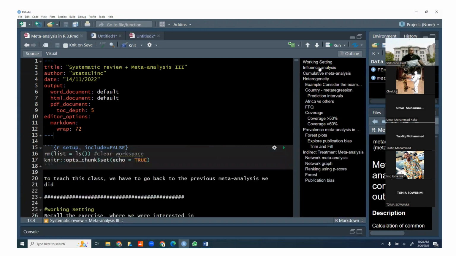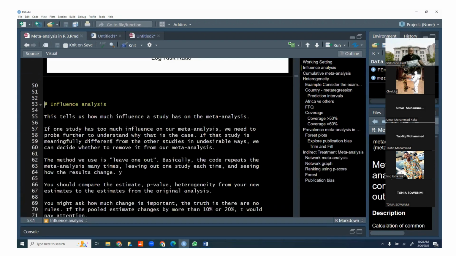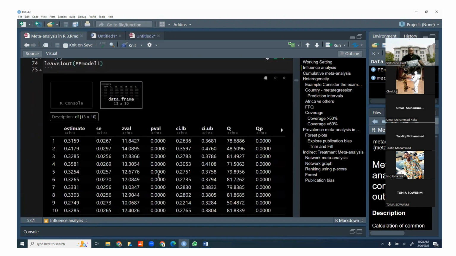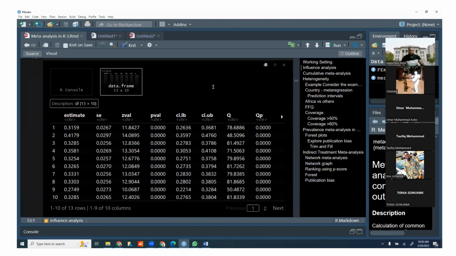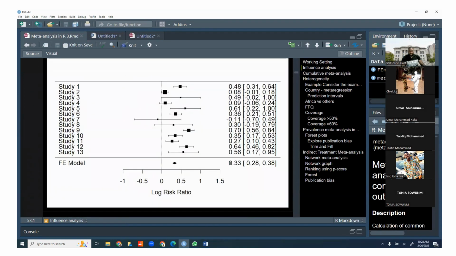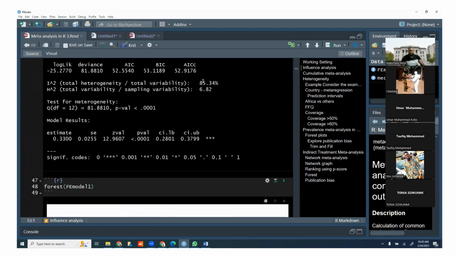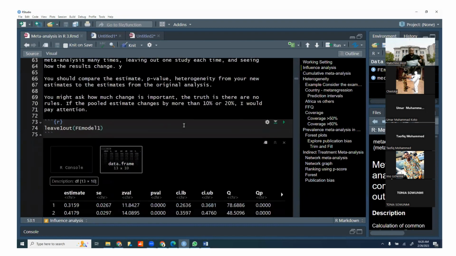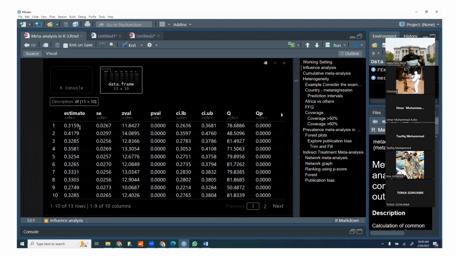So let's keep going. Inference analysis. We've explained what inference analysis is. Now, when you run this code, you'll get an output that looks like this. But before you can interpret it, you have to go back and look at your meta-analysis. This was 0.33, that's your pooled estimate. Your I-squared was 85, and the p-value was less than 0.001. So you note those.